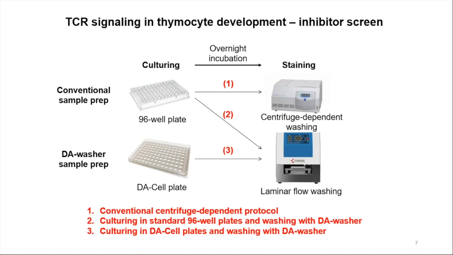But for this second protocol, it requires at least one centrifugation step where we transfer the cells from the 96 well plate to the DA cell plates. And lastly, our third protocol cultures the cells directly in the DA cell plates and uses the laminar flow washing steps. This last protocol will eliminate any centrifugation steps compared to the other two protocols.